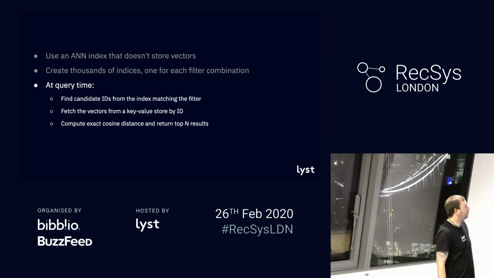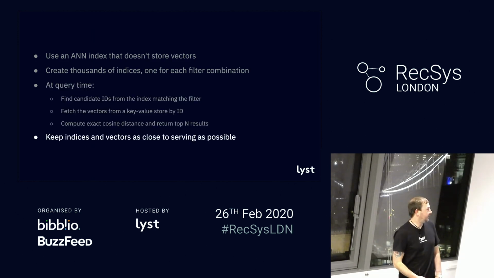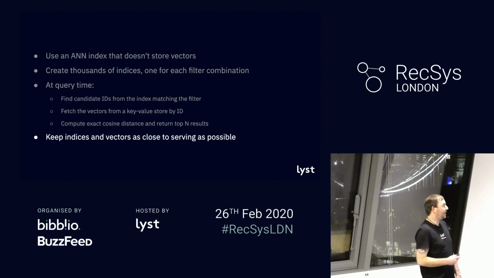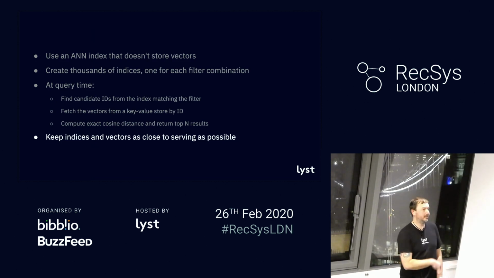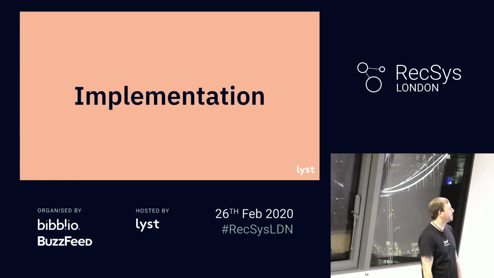And then at query time, you go to find the index you need. You find the candidates based on that. Then you go get the actual vectors from a key value store and use the cosine distance, return top N results. And then the last thing that's very important is you have to keep those indices and the vectors as close to your serving as possible. If you don't keep them close to the serving, you end up with that thing of you can only get 1 million vectors over the wire every second.